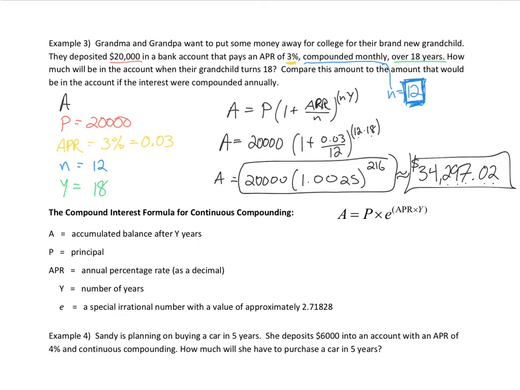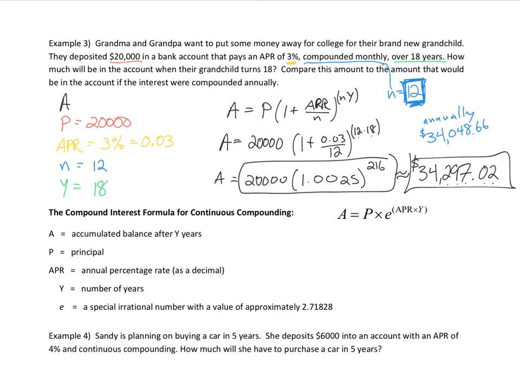So I am out of space, but if you went through and did this annually, I encourage you to try that yourself. You would only get, annually, $34,048.66. So what this example is wanting to prove to you is that with the same number of years, the same interest rate and the same principal, the more times you compound, the more money you'll make. And that's a good thing. That's good for you to know.